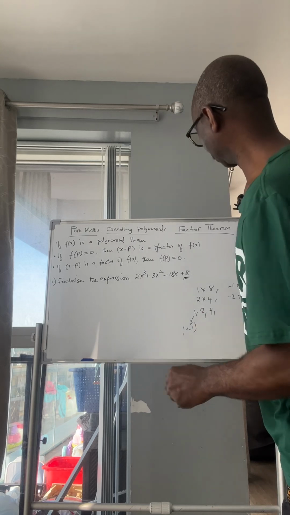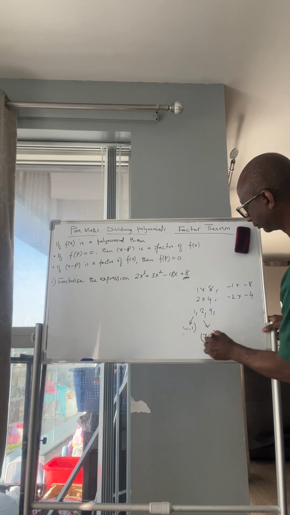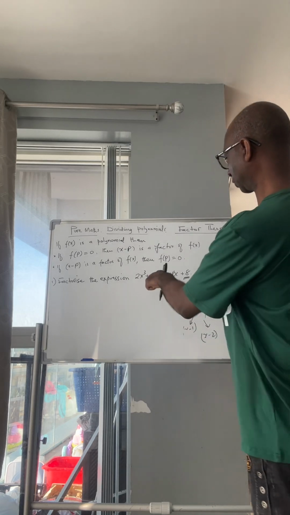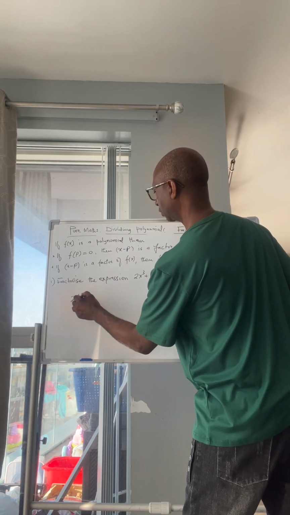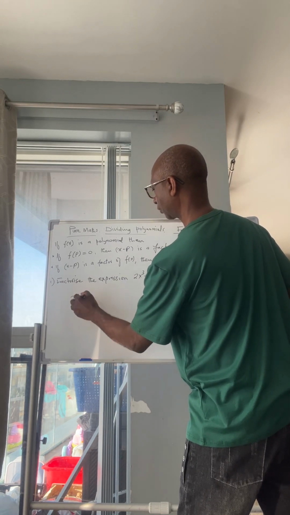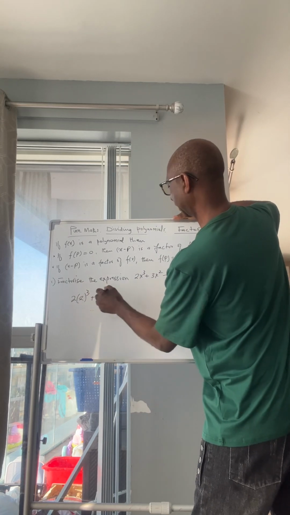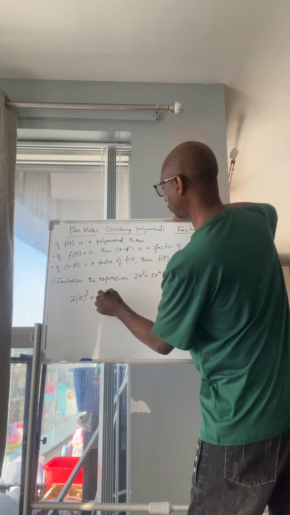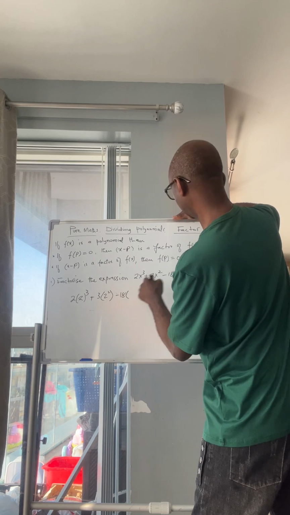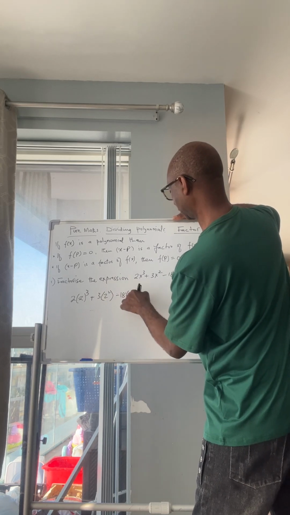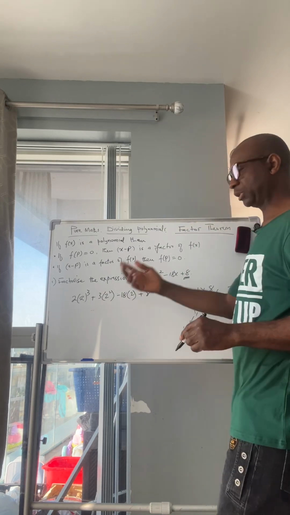So now let's try 2. In this case now we'll have x minus 2. So let's start with 2. So now you have here in this expression 2 into 2 raised to the power of 3 plus 3 times 2 raised to the power of 2 minus 18 times 2, sorry, I want to write minus 2, then plus 8. Let's see what this one gives us.